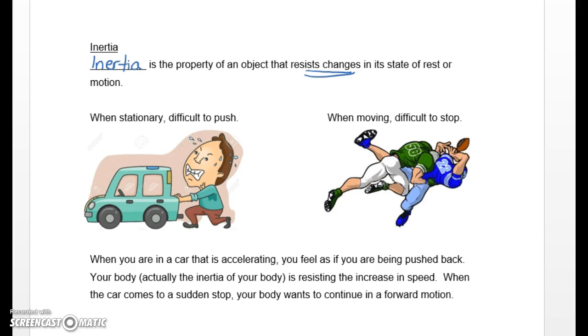Okay. So say if we were accelerating a car, you feel as though you're being pushed back. Your body, or actually the inertia of your body, is resisting the increase in speed. So when the car comes to a sudden stop, like if you were to hit the brakes, your body wants to move forward and continue that forward motion.